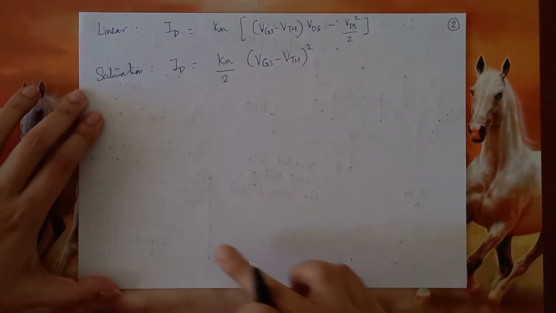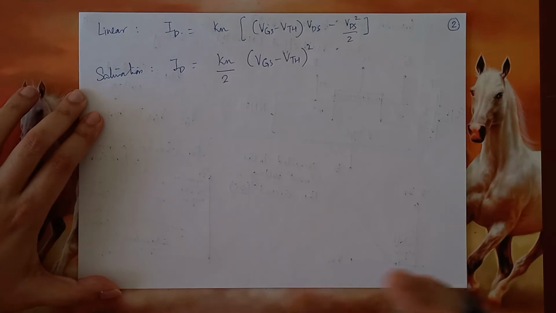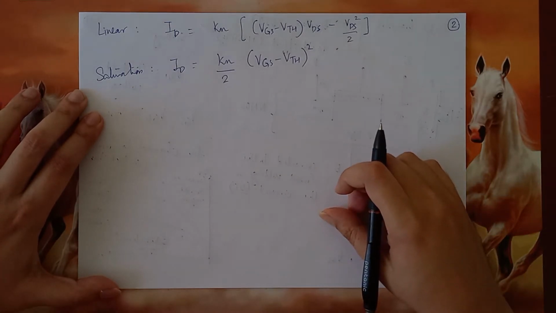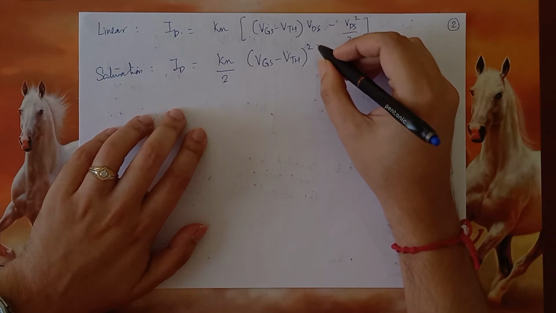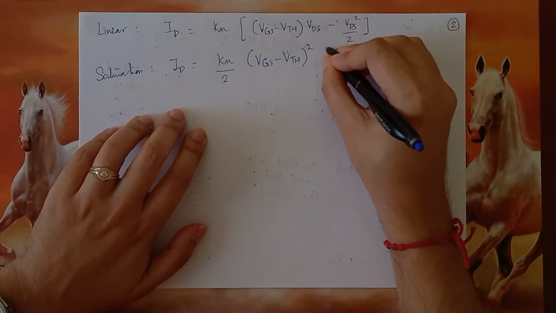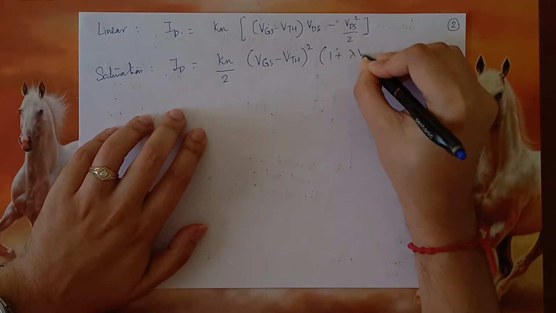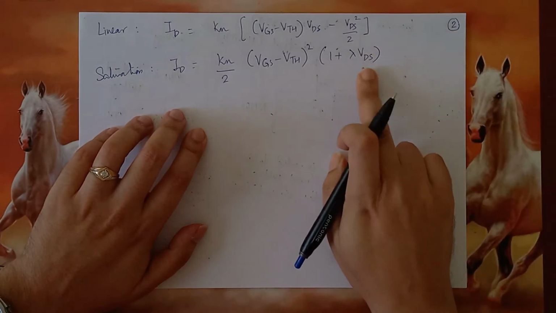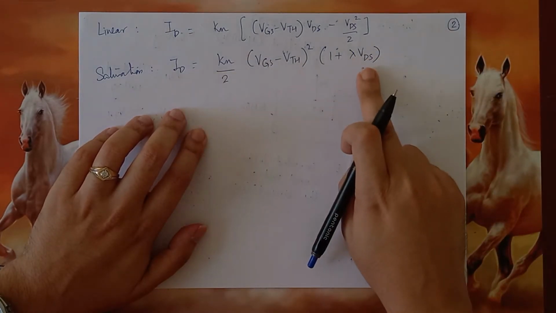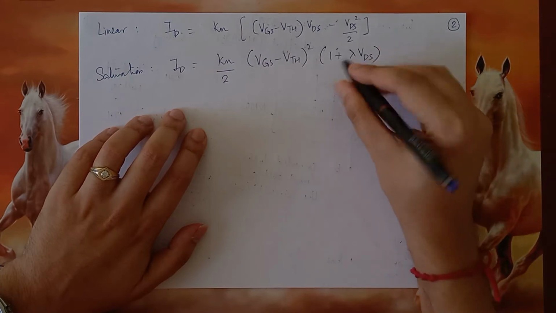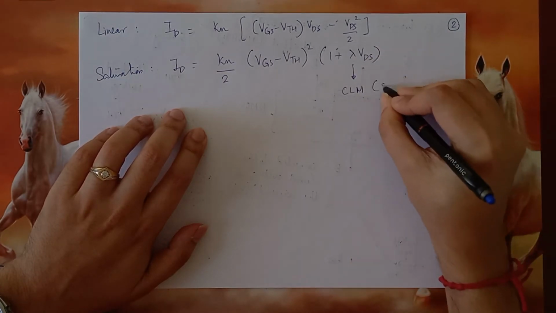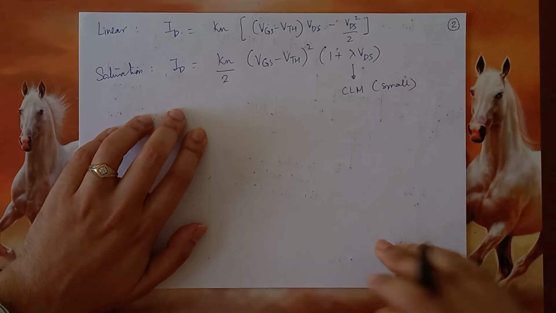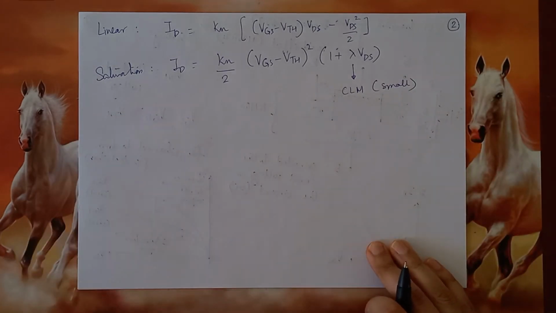However, we saw that there indeed exists a small slope where ID changes weakly with VDS. That effect is called channel length modulation, and it is indicated by a parameter called lambda. So now you see this ID is dependent linearly on VDS, where this lambda is the channel length modulation parameter, which is quite small. But nonetheless, it's very, very important.